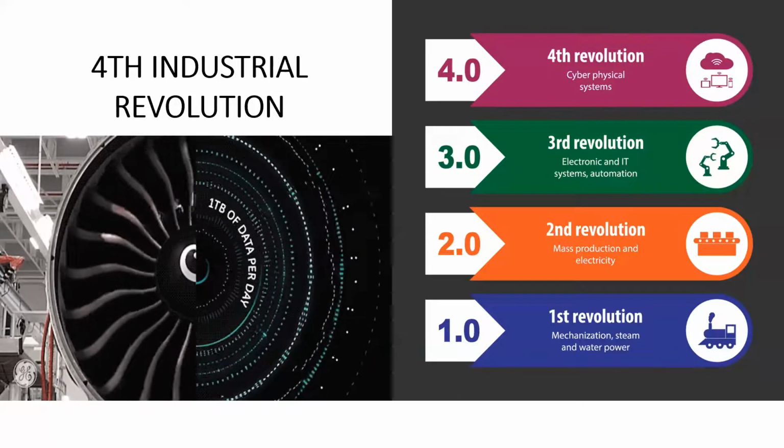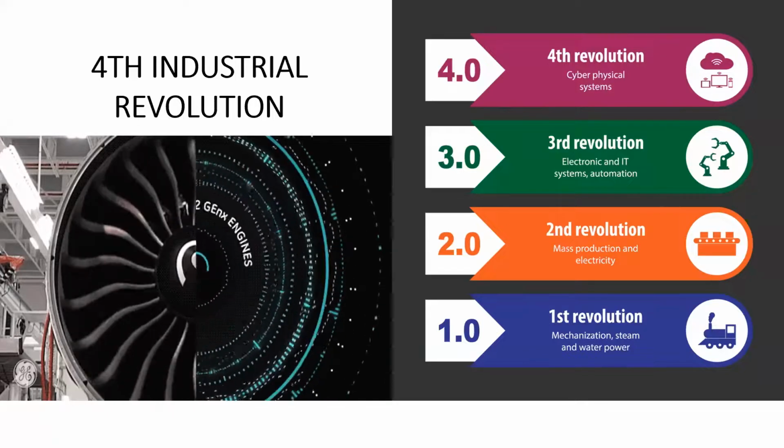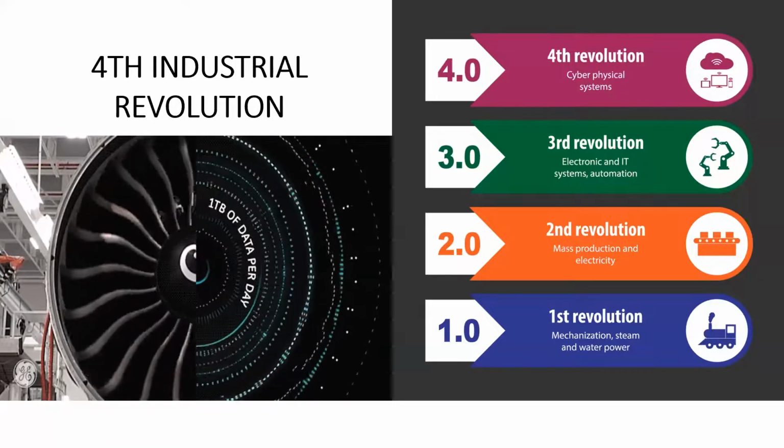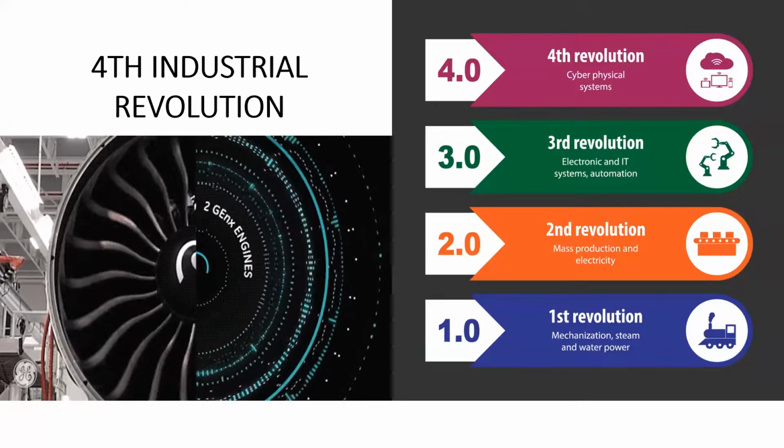Mechanization, steam and water power. Then the second industrial revolution is mass production and electricity. The third industrial revolution is electronic and IT systems and automation. And now we are in the fourth industrial revolution, cyber physical systems.